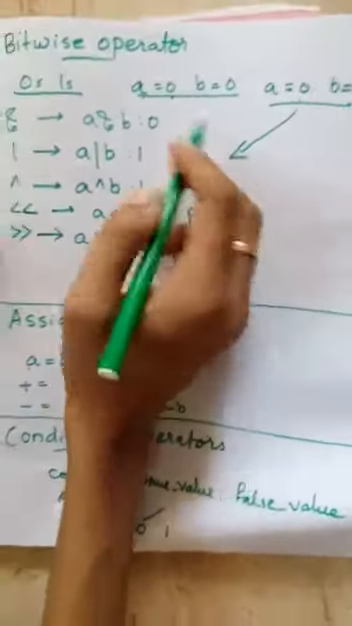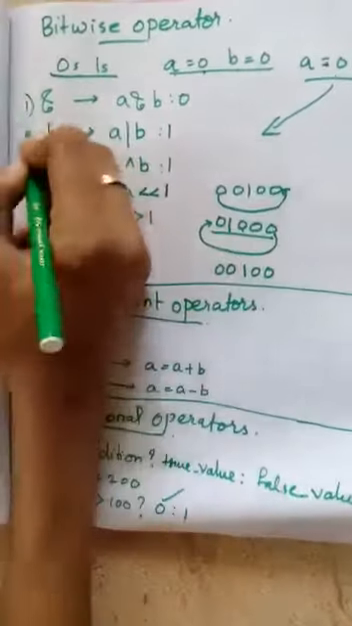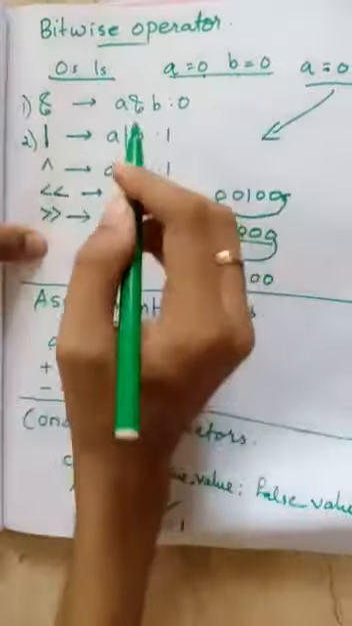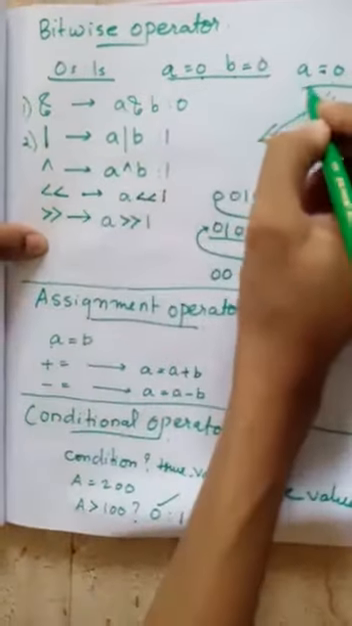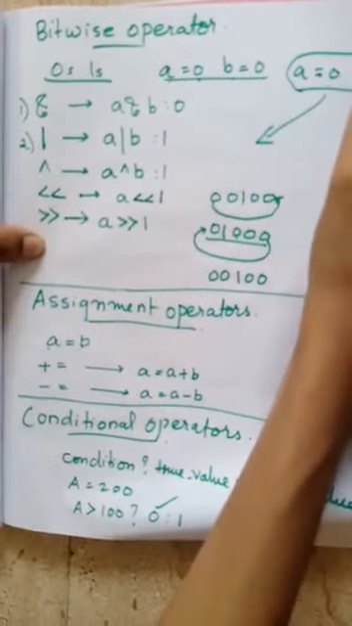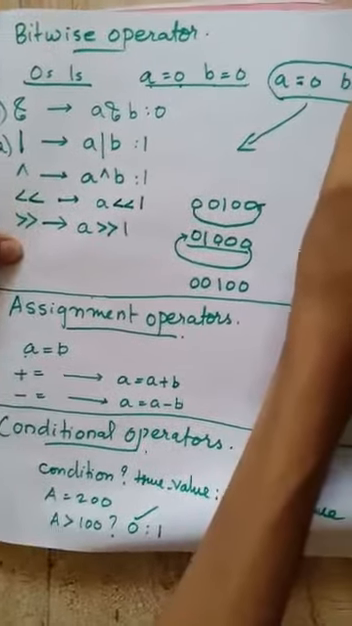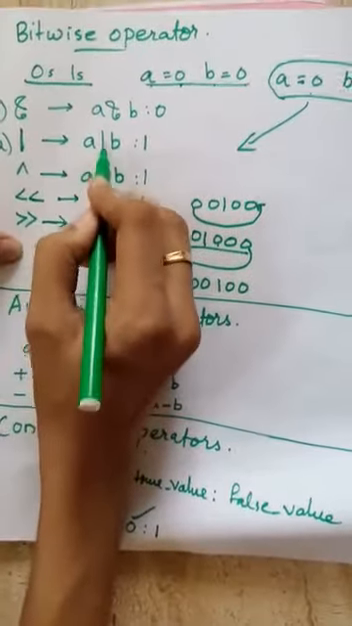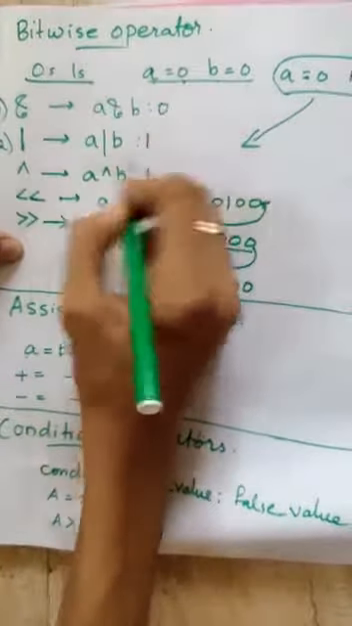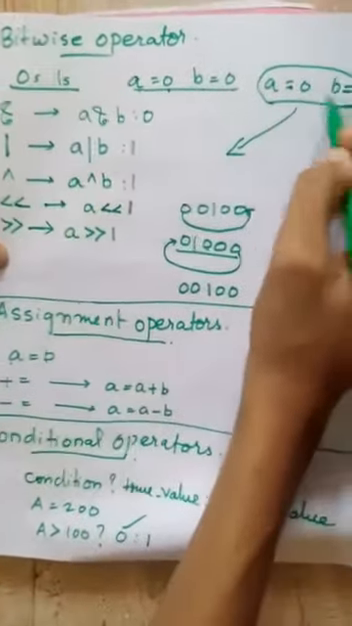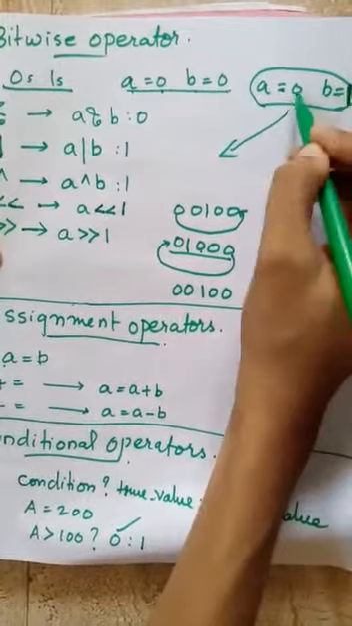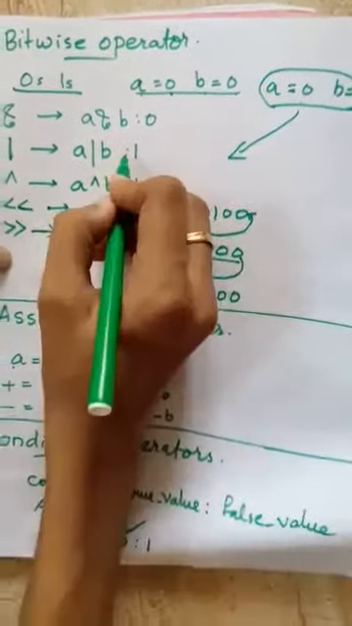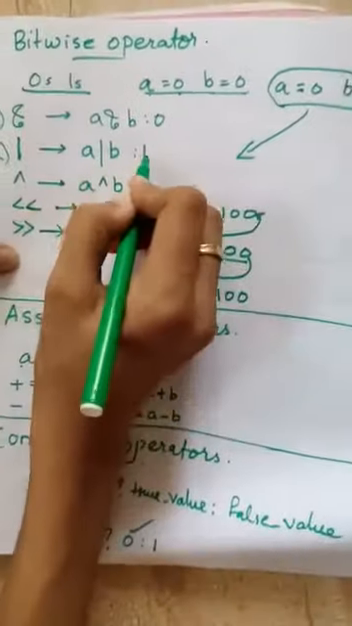Next is the bitwise OR operator, which is represented like this. If we consider this example, here A is equal to 0 and B is equal to 1. So when we consider A bitwise OR B, we will get 1, because in OR, if either one of the two is true, it will be true. So here B is 1, so it will return 1.